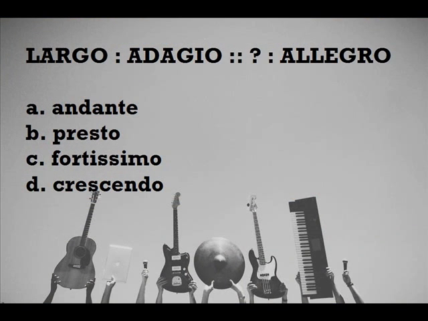Largo is to adagio as A. Andante, B. Presto, C. Fortissimo, D. Crescendo is to allegro. Largo means to play very slowly, whereas adagio means to play slowly. Presto means to play very fast, whereas allegro means to play fast.